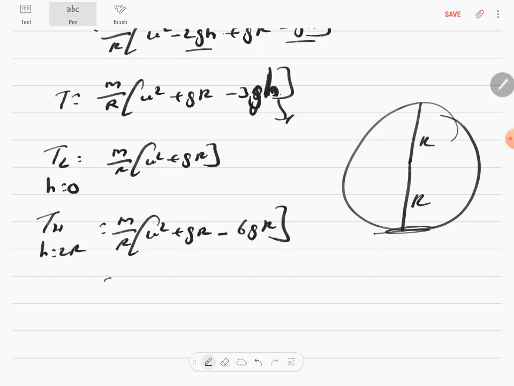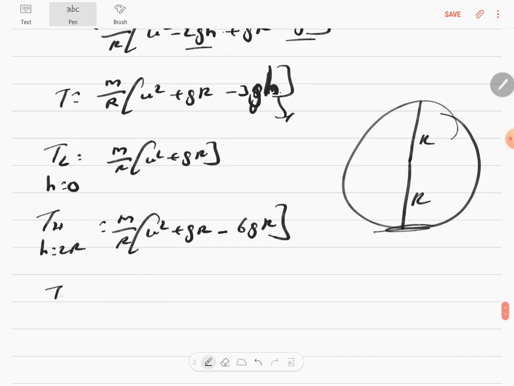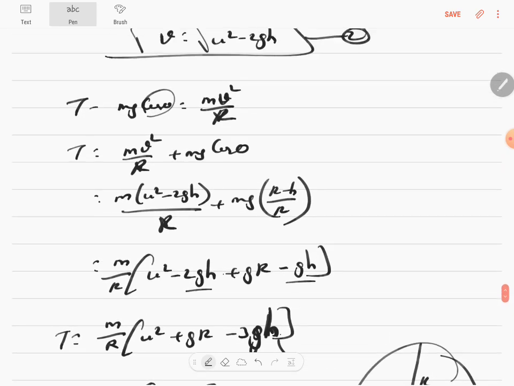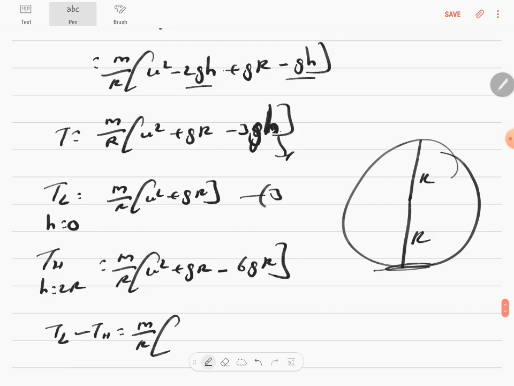So the tension at the highermost point therefore becomes this. Where is the tension maximum? At the lowermost point the tension will be maximum, because the stone will pull it down. Tension lower minus tension higher is the tension difference between the lower and the higher point. Where m by r is common, you got this as equation. This is equation 3.